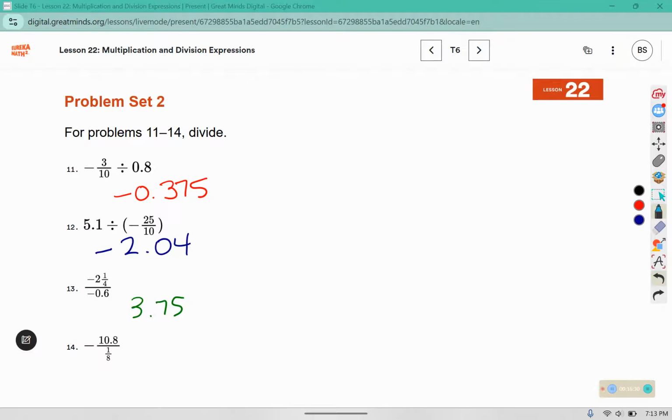This is 10.8 divided by an 8. The answer is going to be negative. I could write this as a fraction since 1/8 isn't an easier conversion to a decimal. This would be 108 over 10 because it's in the tenths place, divided by 1/8, which could change into multiplying by 8 over 1. 8 and 10 are both multiples of 2. It takes 4 2's to make 8 and 5 2's to make 10.